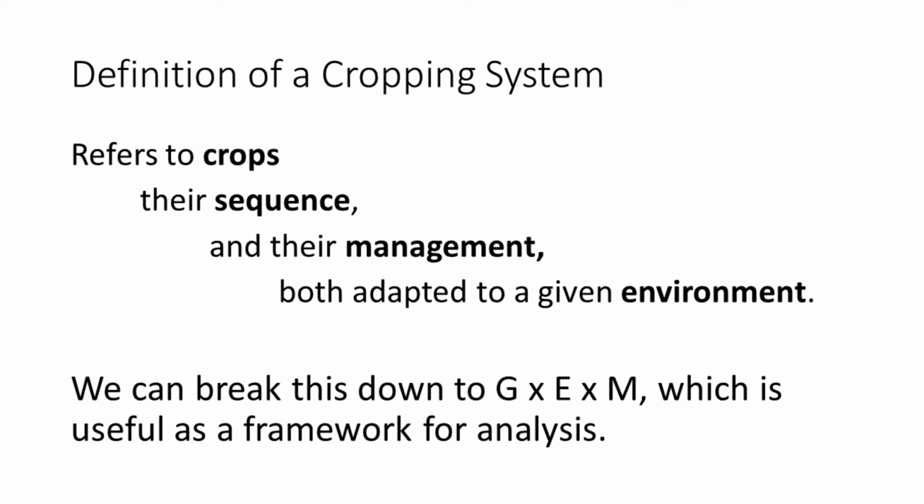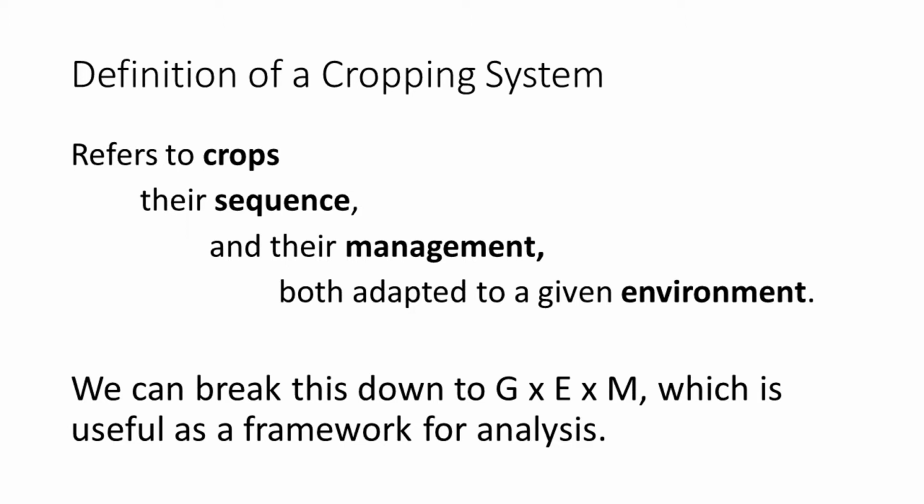All right, let's hop to it here. This is the definition of a cropping system, or at least the one we're going to use in this course. It refers to crops, their sequence, and their management, all of that adapted to a given environment. And this is a definition that you should know almost by heart. It may be a question on later tests.